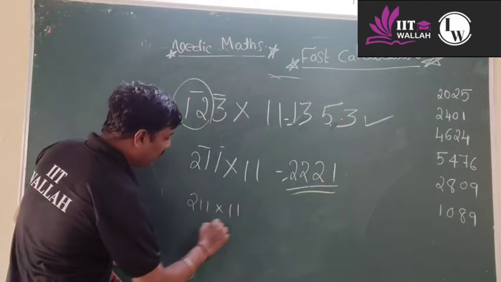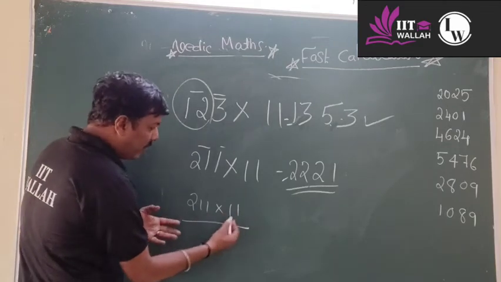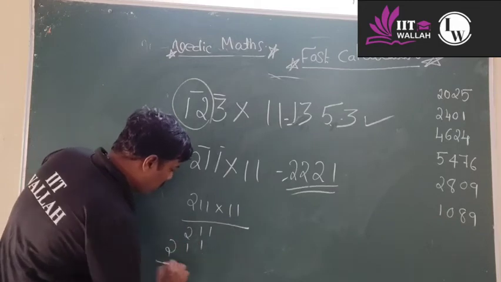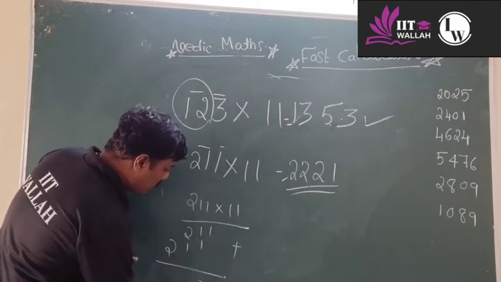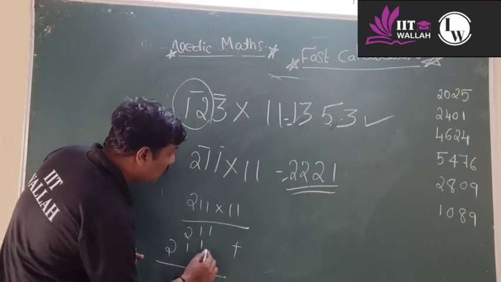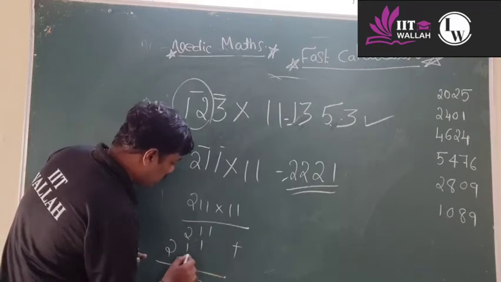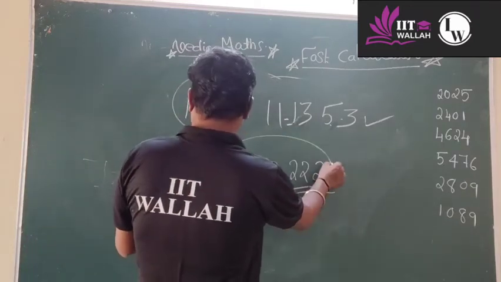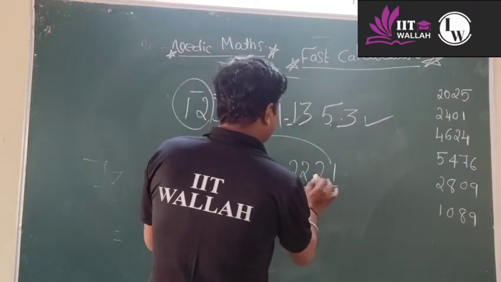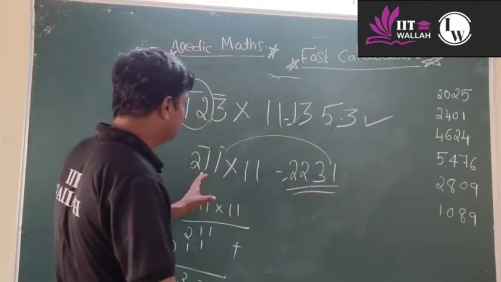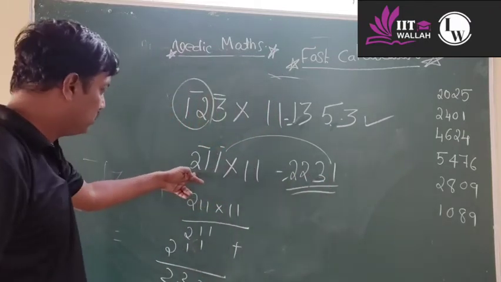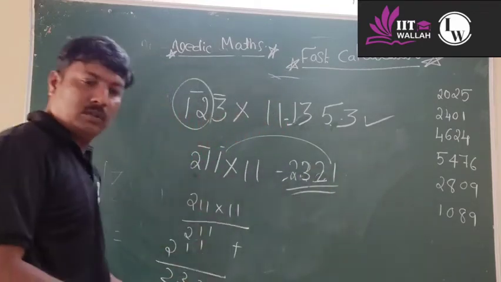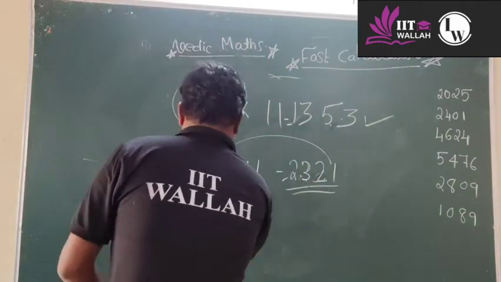211 into 11. So 1, 1, 2. 1, 1 plus 1, 2. 2 plus 1, 3. 2, 3, 2, 1. Okay, so 1 will be written here. 21 plus 2, 23. Then 2 will be carried to 21. 2, 3, 2, 1. Okay? We'll check it.